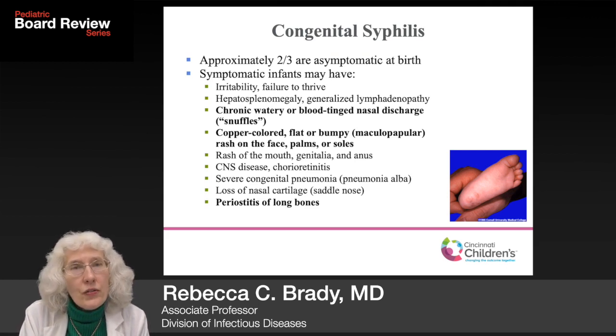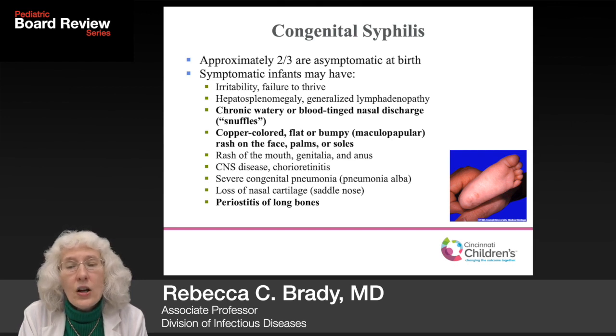The next congenital infection that we're going to be discussing is congenital syphilis, which unfortunately, as syphilis in adolescents and young adults is increasing, we're also seeing more congenital syphilis. About 2/3 of infants with congenital syphilis are asymptomatic at birth. This other 1/3 of infants have irritability, failure to thrive, again hepatosplenomegaly, generalized lymphadenopathy. They have chronic watery or blood-tinged nasal discharge, which is often referred to as snuffles.